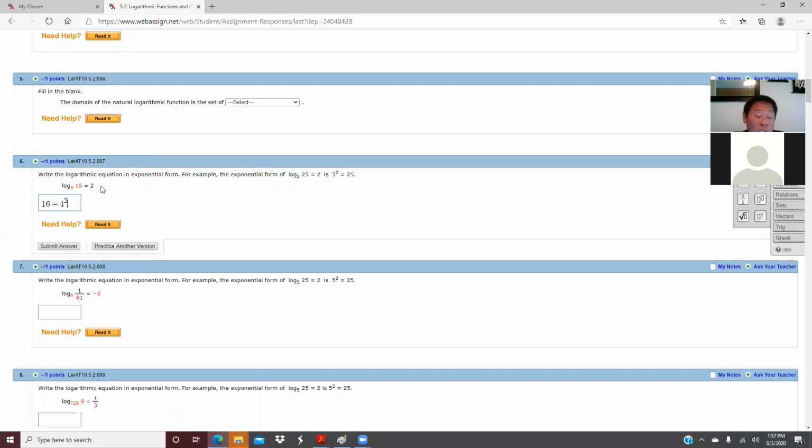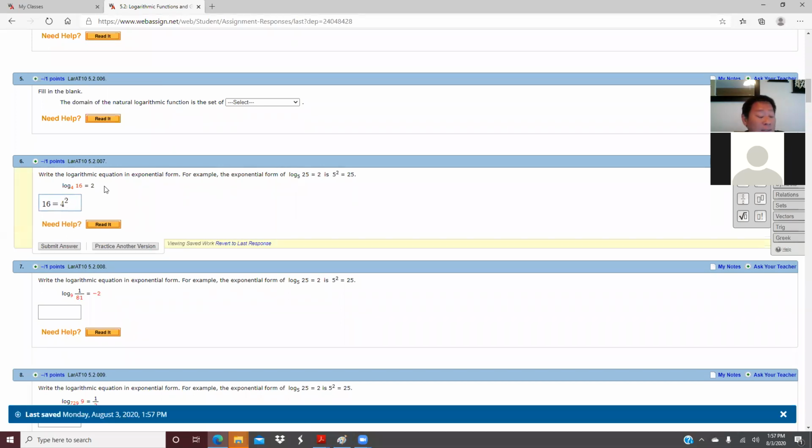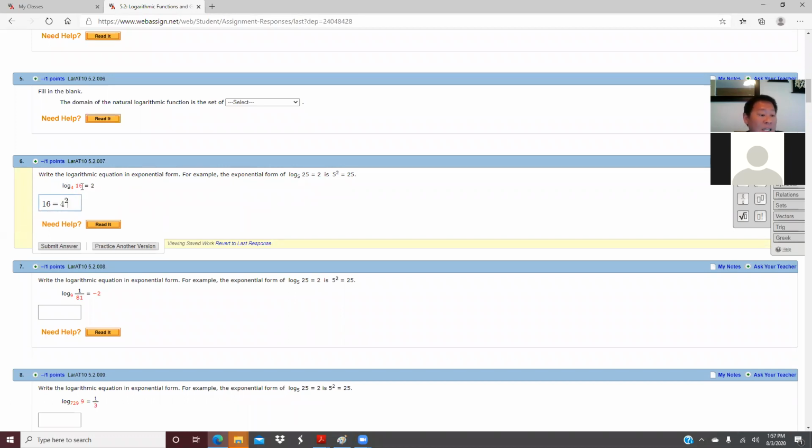That's it. You do not need to solve anything. You just move the base here. Just move the 4 over there, and then you got 16 equals 4 to the power of 2.